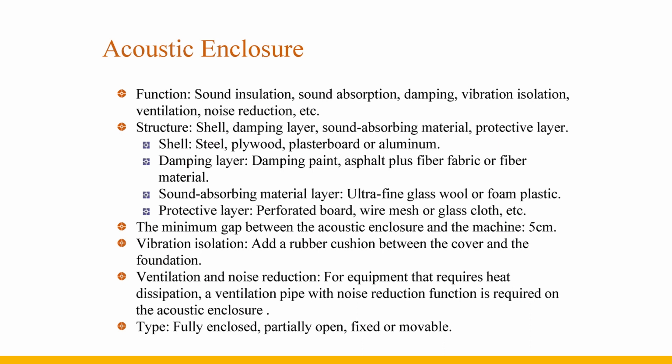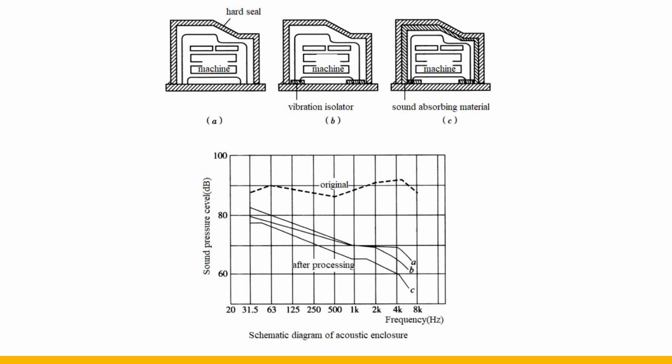For equipment that needs to dissipate heat, a ventilation pipe with noise reduction function is required on the acoustic enclosure. Types of acoustic enclosures include fully enclosed, partly open, fixed, or movable. This diagram shows 3 types of acoustic enclosures. Among them, Picture A only uses an acoustic enclosure without vibration isolation and internal sound absorption. Picture B adds a vibration isolator on the basis of Picture A, and Picture C adds sound-absorbing material on the basis of Picture B. The figure below shows the sound insulation effect of the 3 kinds of acoustic enclosures.